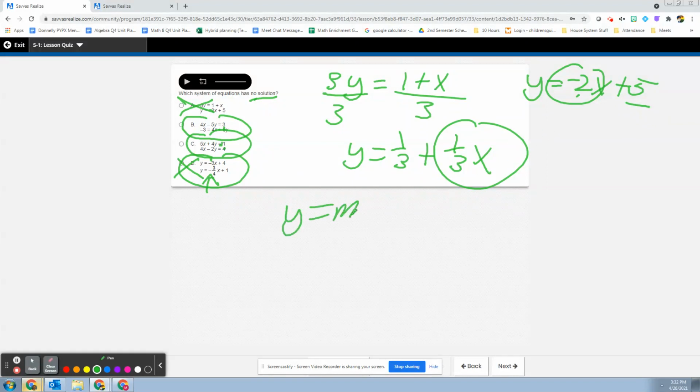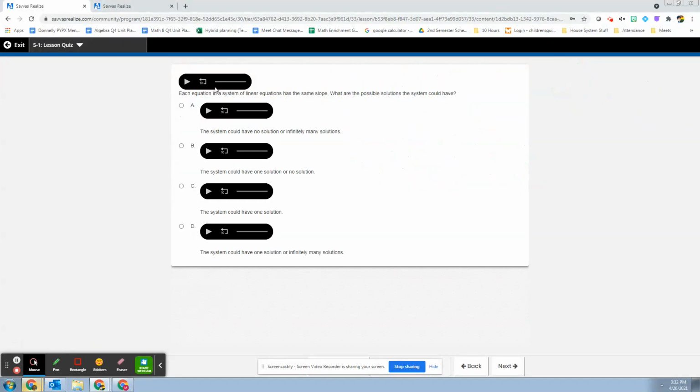y equals mx plus b. That's going to be the most amount of your actual work for these types of problems. If you have a problem where it says each equation in a system of linear equations has the same slope, what are the possible solutions the system could have? So if each equation has the same slope, they could have no solution or infinitely many solutions. That is your answer. And that's because it doesn't tell you about their y-intercept.